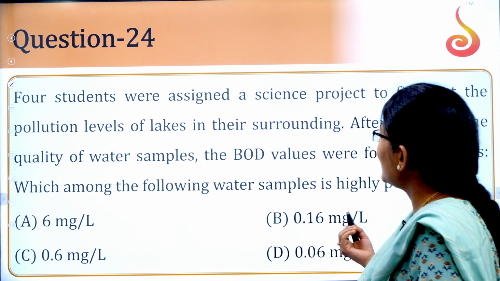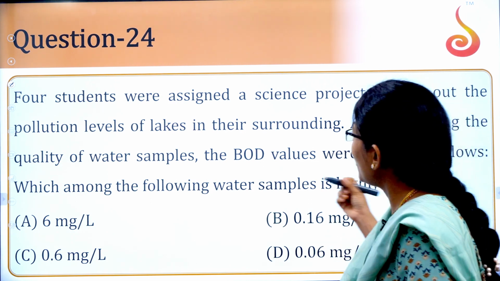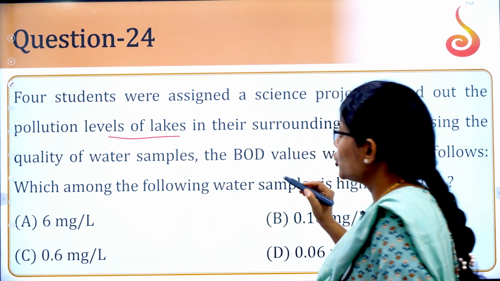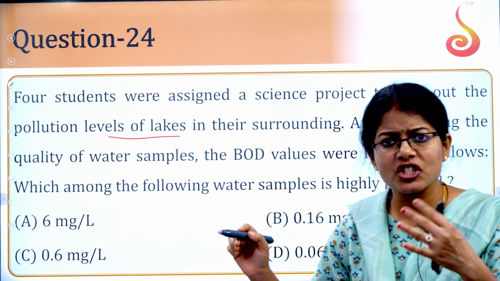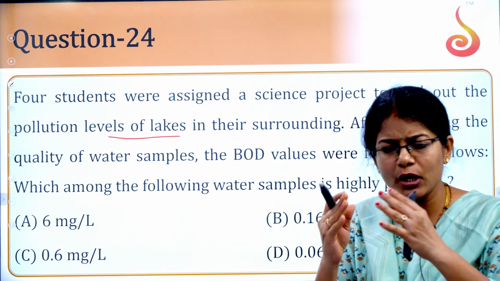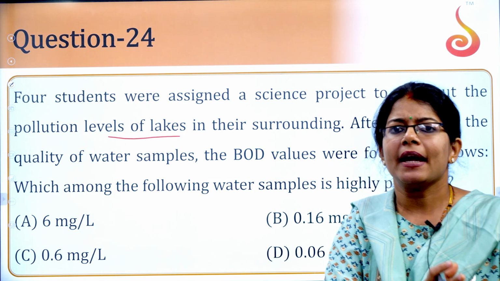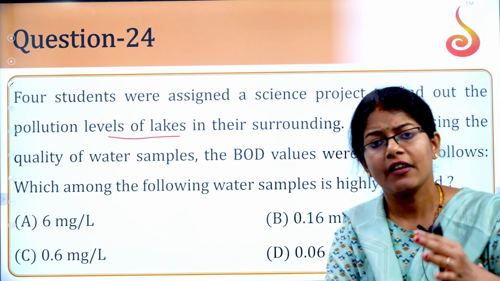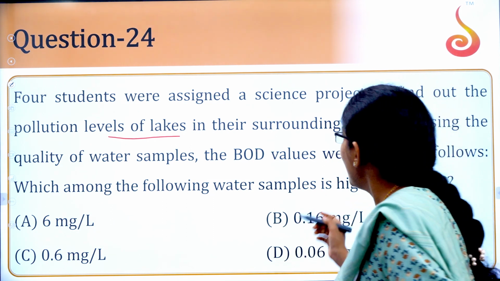Four students were assigned a science project to find out the pollution levels, right? So how will you detect the pollution level? The biochemical oxygen demand, BOD. From that we can make out the type of the water body. Is it less polluted, least polluted, or not polluted?